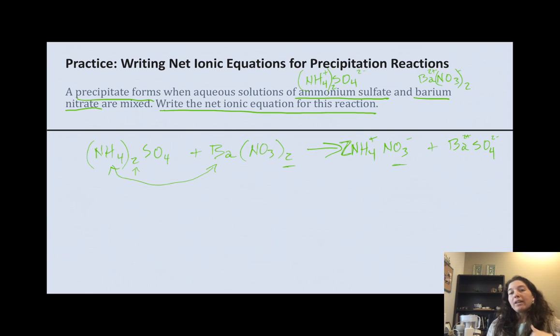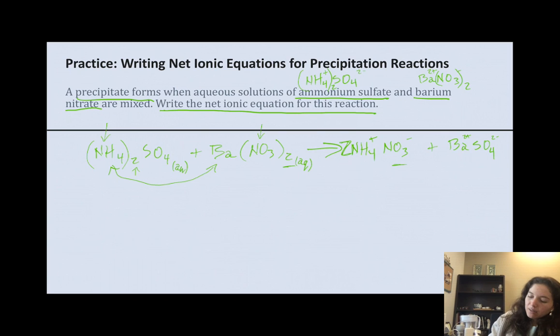Now, in order to find our net ionic equation, we need to know what's aqueous and what's not. If you go to your solubility chart, you're going to find that things with ammonium are always soluble. Things with nitrate, always soluble. No exceptions. Anytime you see NH4+, it's going to be soluble. Anytime you see nitrate, NO3-, it's going to be soluble. So we definitely know these are aqueous.